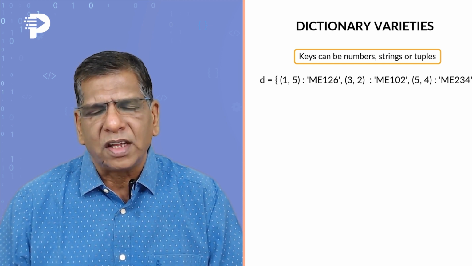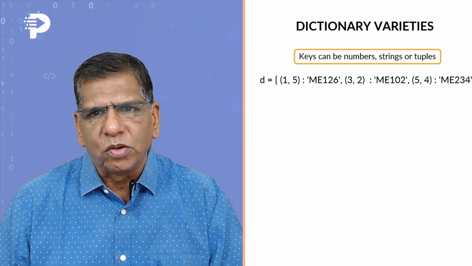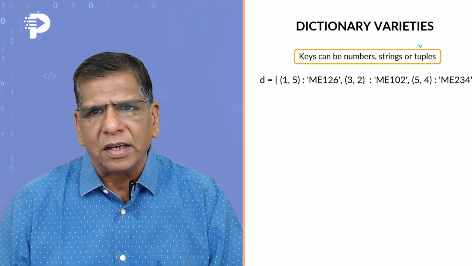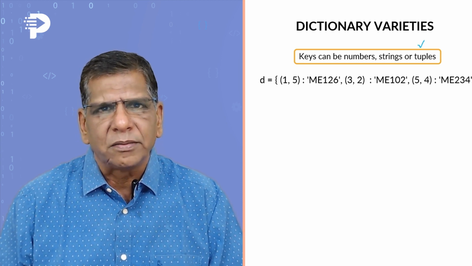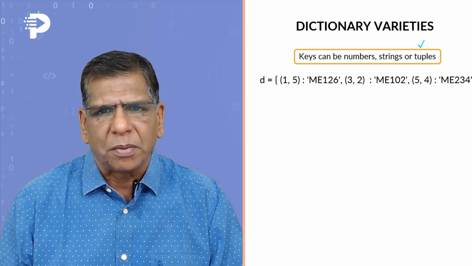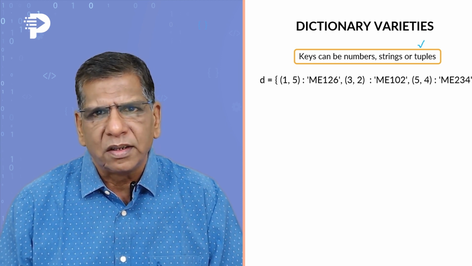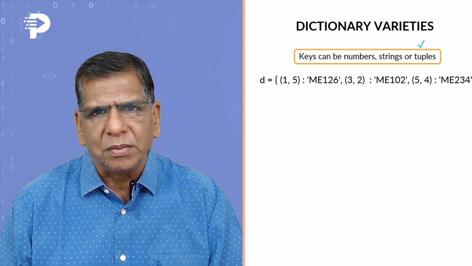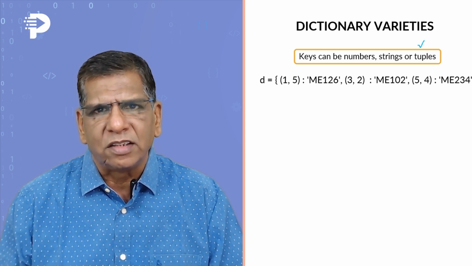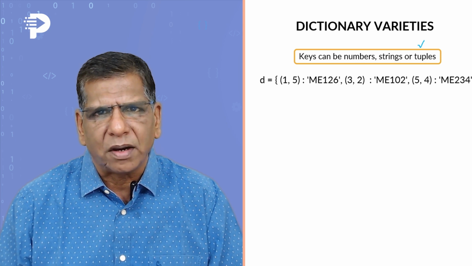5, 4 is yet another tuple, which goes on to prove that tuple can indeed be acting as a key, and these tuples naturally will have to be unique. If you repeat them, in that case what will happen? The latest value will be stored against that tuple.